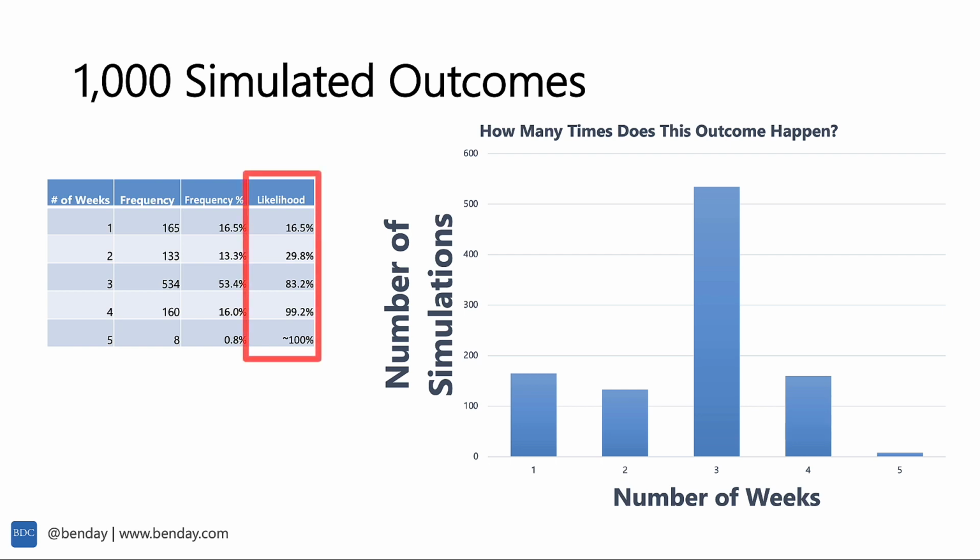The likelihood that we get it done within 1 week is 16%. The likelihood that we get it done within 2 weeks is 29.8. And the numbers are getting higher, more confident as we go down. So 83% confidence that we'll get it done inside of 3 weeks. 99.2% confidence we get it done in 4 weeks. Just about 100% confidence that we'll get it done in 5. But how did we get those numbers?